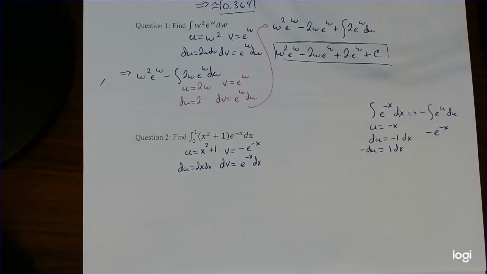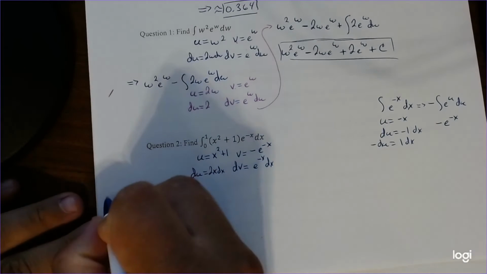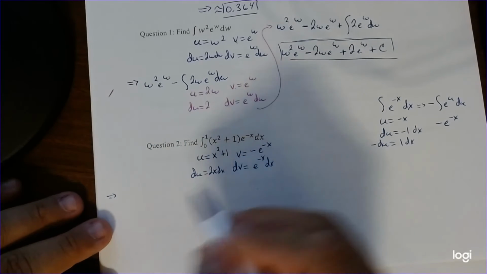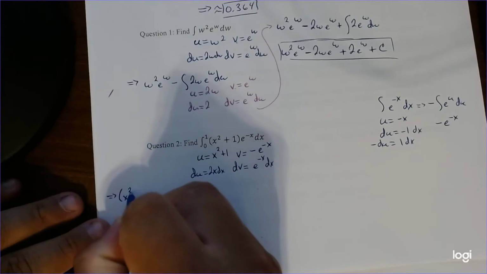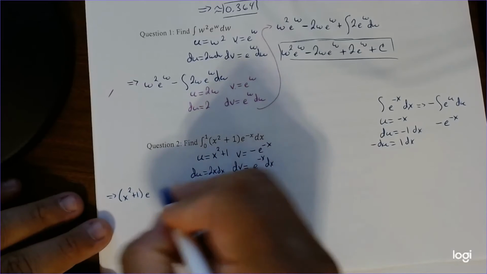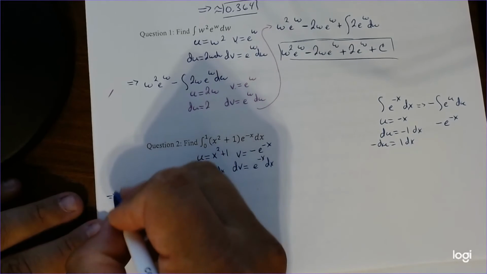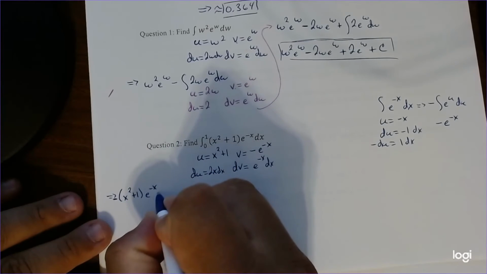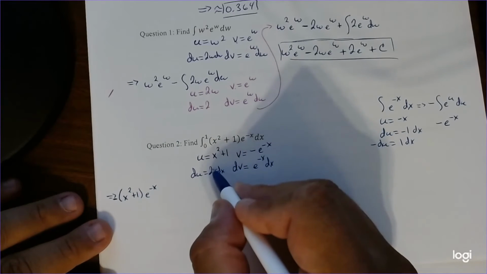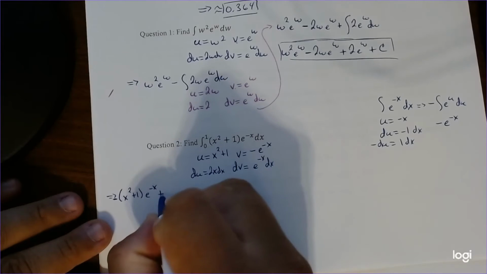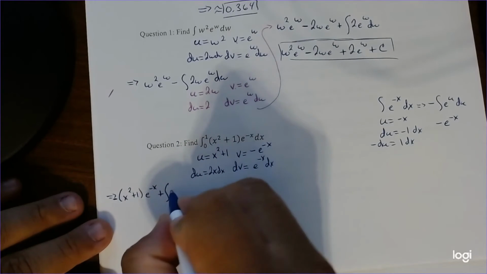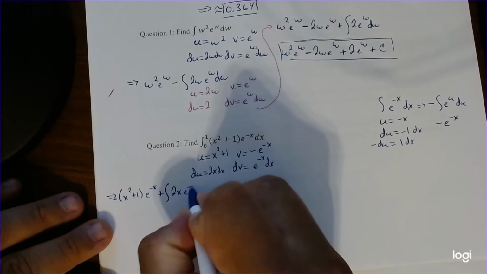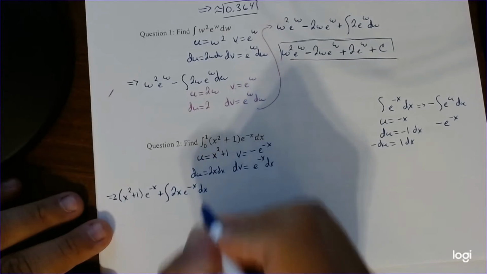Okay. All right, so now we plug it in. So we're going to have v times u. Oh, don't forget the negative in the front, so I'll just pop it up here. x squared plus 1 minus the integral, so minus makes positive, so plus the integral of 2x e to the negative x dx.